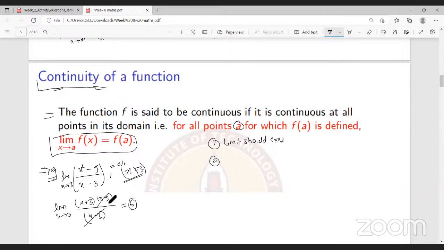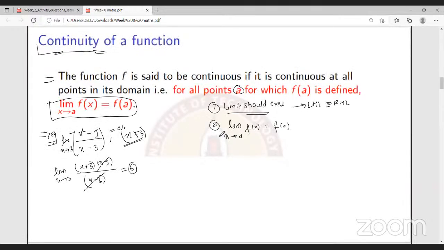So the limit should exist, and the second condition is that limit x tends to a of f of x equals f of a. Limit should exist means the left hand limit must be equal to the right hand limit. Both limits should exist and should be equal. Here you can see in this example the limit exists, but it is not a continuous function. So you can remember this equation. It's a simple definition.